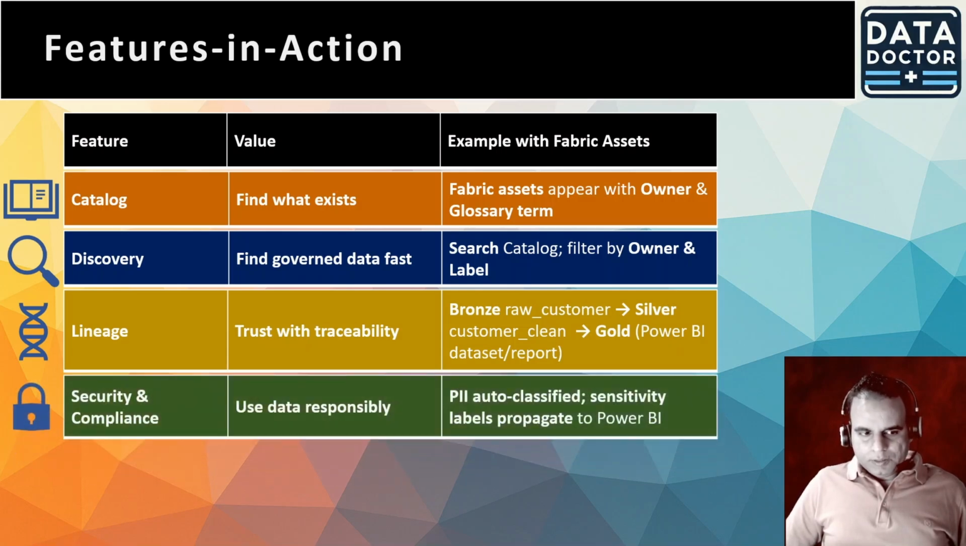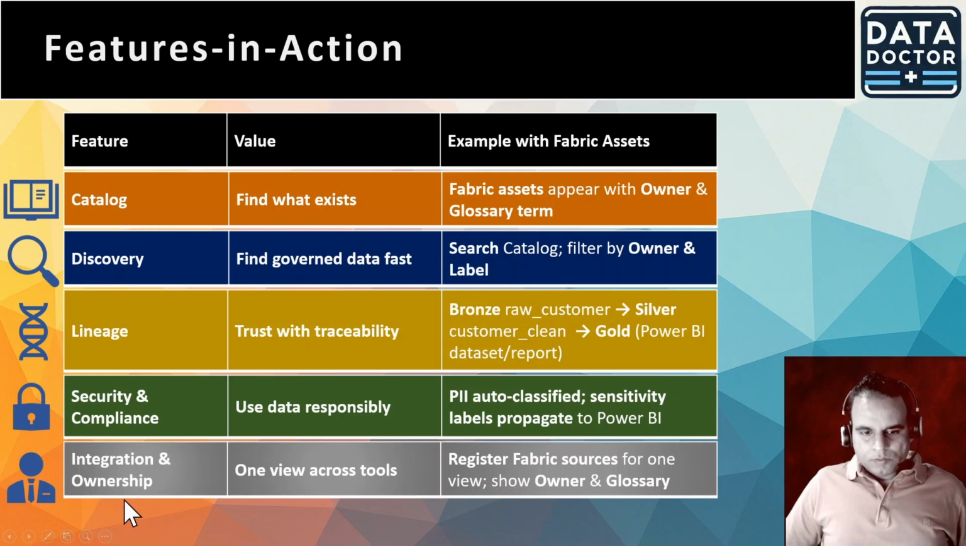Then about the security and compliance layer, and this is about using the data responsibly. What actually happens is that you have the PII, and in Purview, this is auto classified. So this means if we have certain sensitive data, let's say email or IBAN of customers, it can be scanned and it will be auto classified. And this sensitivity level will propagate to Power BI. This scan or detection actually happens as soon as the data lands in the bronze layer. So when we have the raw data, this will be scanned, sensitivity will be tagged, and this will flow to the Power BI.